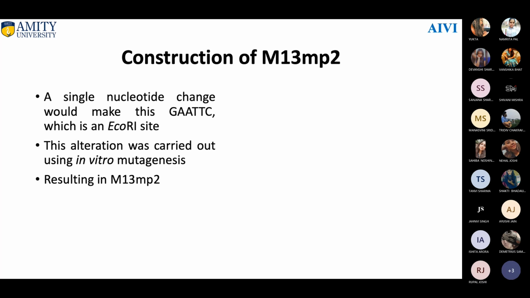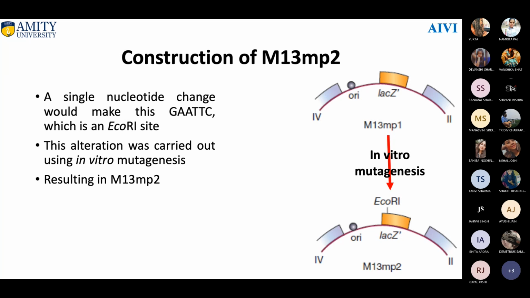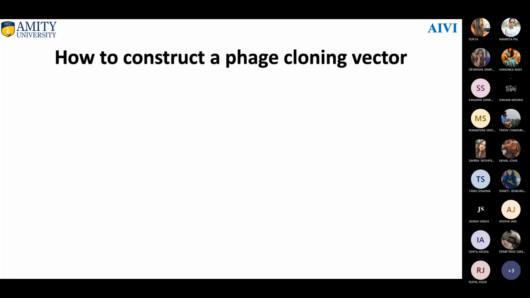Lineage-wise, this is how it goes. To M13, you introduced the LacZ gene. If you incorporate the LacZ gene, you call it M13MP1. Now you change it and introduce an EcoRI site, and then you call it M13MP2. So at this site we generated the EcoRI site, and this is the in vitro mutagenesis that you perform.